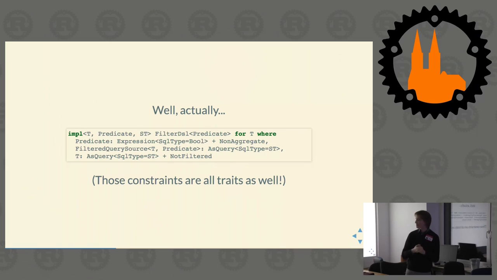So you don't need to read that, but it's basically saying, okay, you have a query of this specific type, and you can add this filter DSL on top of it if you have a query source and you can represent the thing you implemented on, the T in the first line, as a query.